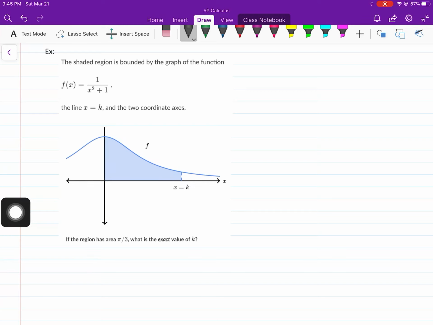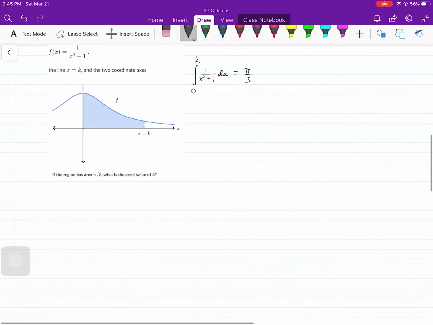So kind of interesting. So the integral, if you think about that, the integral from 0, and the reason why I'm going 0 is because it starts on the y-axis when x is 0, to k of our function 1 over x squared plus 1. That integral, which is the area of the curve, has an area of pi over 3, so that's going to equal pi over 3. And hopefully this makes sense so far.